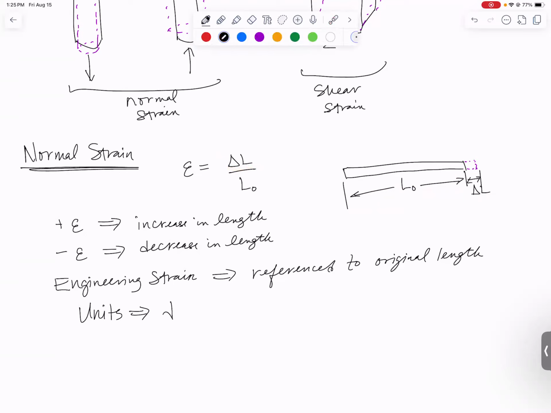So we are going to say that this is dimensionless. Sometimes you will see it written as millimeters per millimeter or inches per inch. It's still dimensionless, but sometimes people call it that. So if you ever see it that way, you know it's just a strain unit.